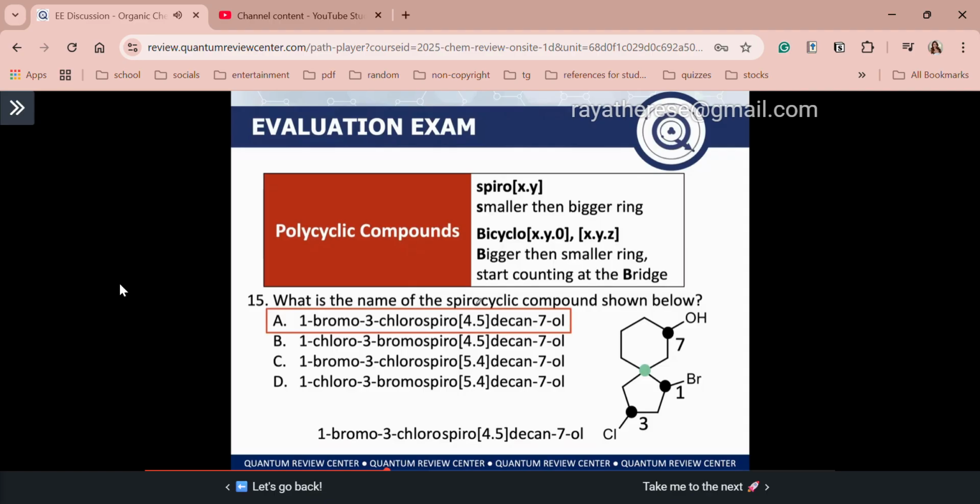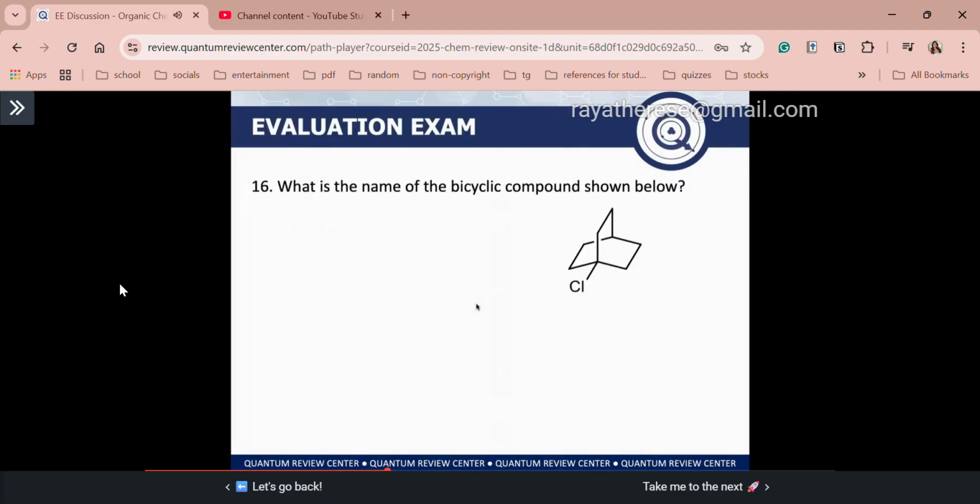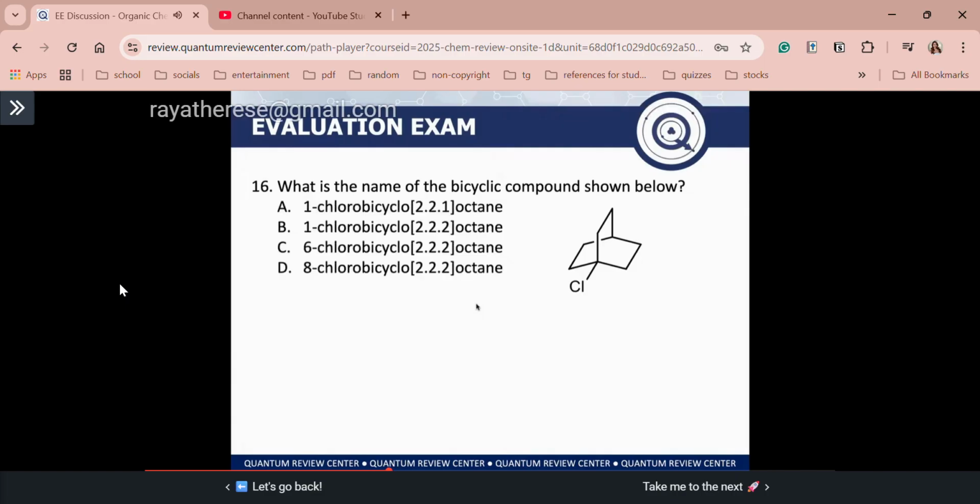Ayan, so for number 15, the answer is letter A. Next, 16. What is the name of the bicyclic compound shown below? Class, this is a bridged bicyclic compound, not fused, because we have bridgehead atoms. We have a bridge in the bicyclic compound given here.